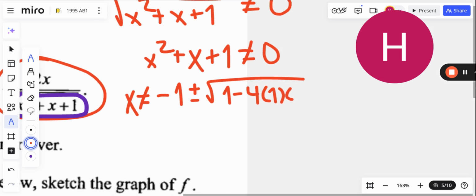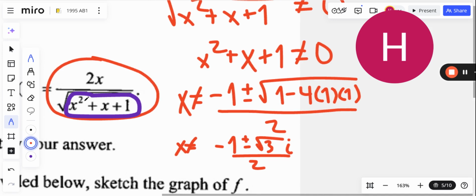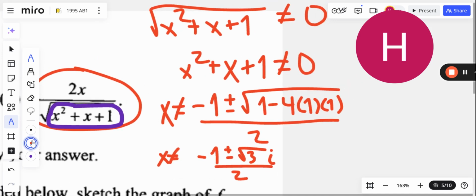And if we use this quadratic formula, we see that there's a negative inside of the square root. So, in fact, x doesn't have any restrictions that could make the denominator equal to 0. Here we would have square root of 3i over 2. And since that's not a real number, we don't have any real numbers to worry about that could possibly make the denominator equal to 0. So there are no domain restrictions based on that.